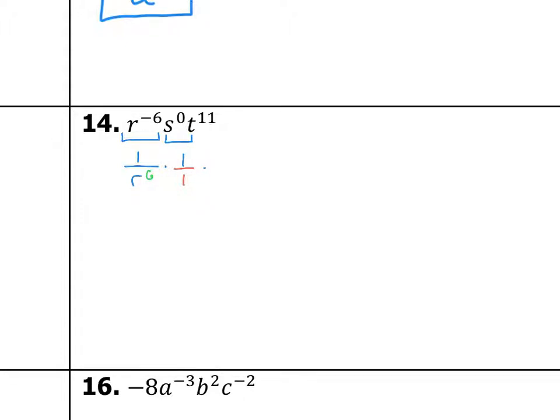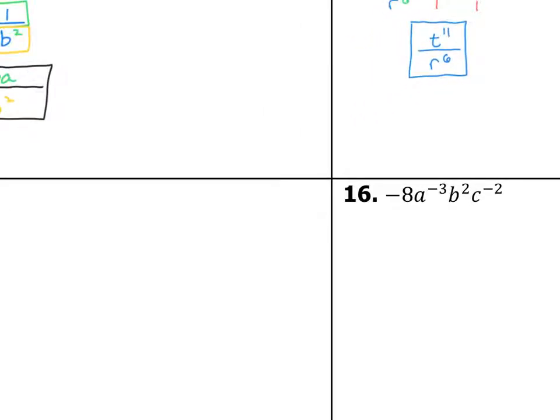T to the 11th, I don't need to rewrite it, but since we're working with fractions, I can put it over 1 as well. So now, again, I'm going to multiply my numerators together. My numerators are 1 times t to the 11th, so I get t to the 11th in my numerator. In my denominator, I have r to the 6th times 1, and so my denominator is r to the 6th, and then this would be my answer, t to the 11th over r to the 6th.